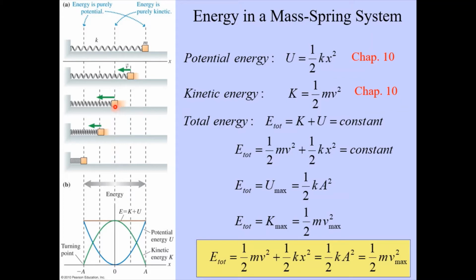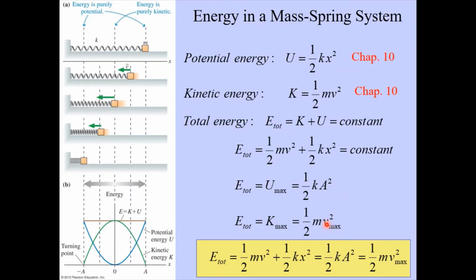So that means the mass is moving the fastest when it reaches the center point right here at x equals 0. So the other way we can determine the total energy is the maximum kinetic energy, which is 1/2 m v max squared, where v max is the maximum speed that the block obtains.